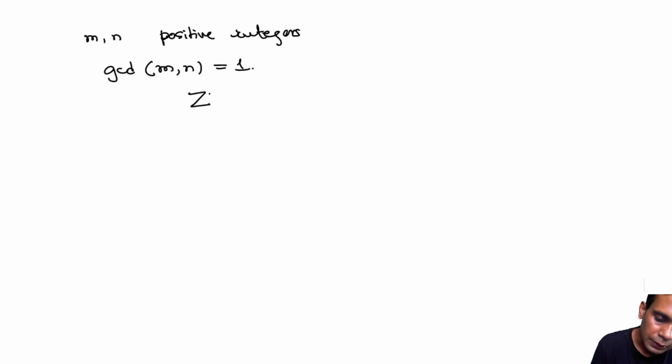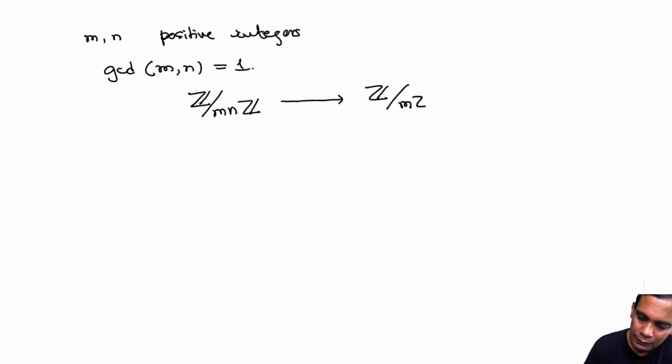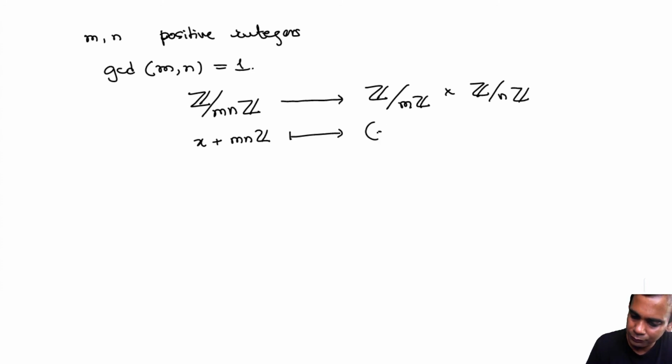Now you have this group Z mod mnZ. So if you were taking m to be 2 and n to be 3, this would be Z mod 6Z, and you have a homomorphism to Z mod mZ cross Z mod nZ, and I'll let you check that this is a homomorphism. The residue class of x mod mn goes to just the residue class of x mod m and the residue class of x mod n. This is a group homomorphism.